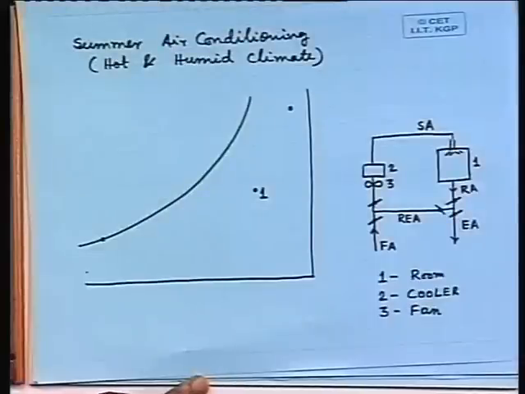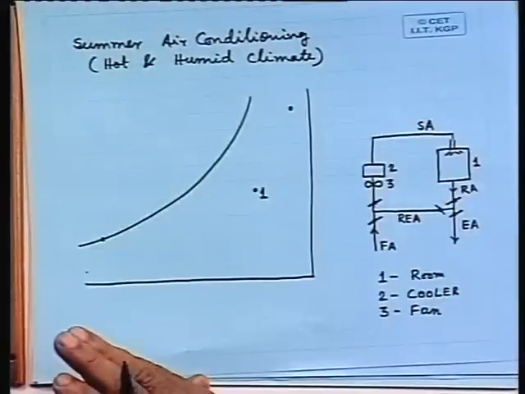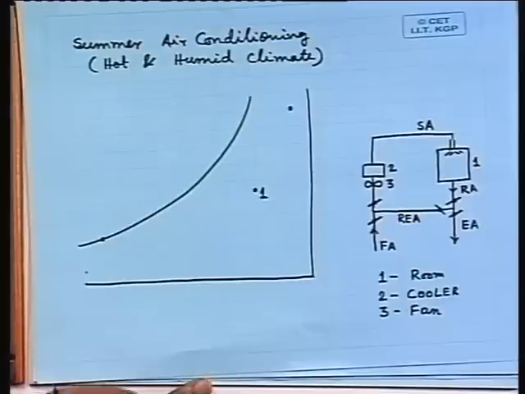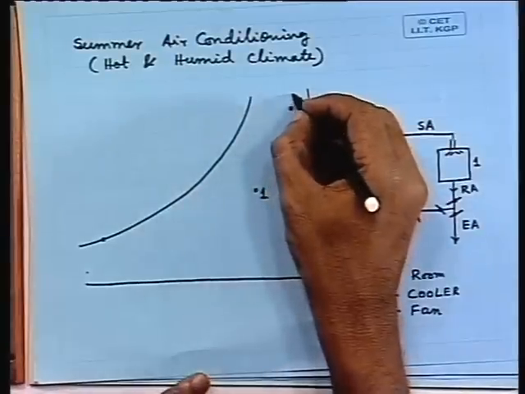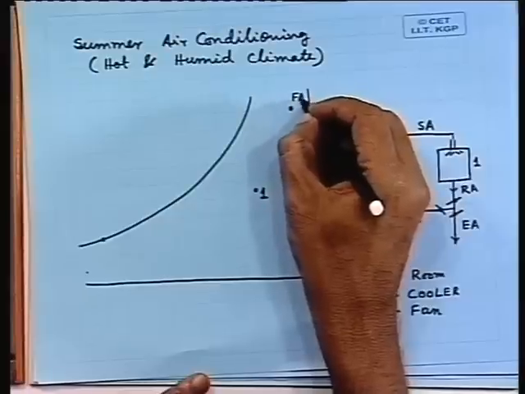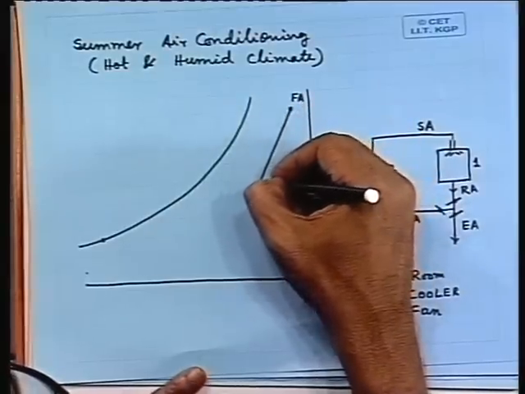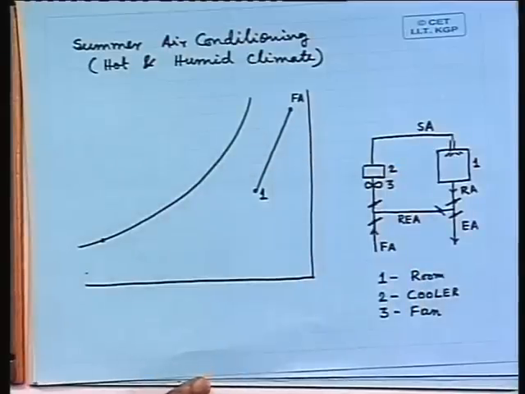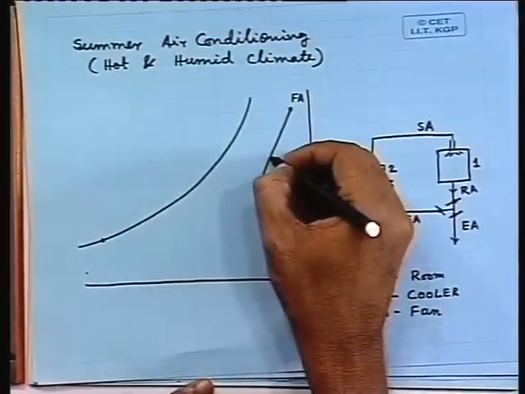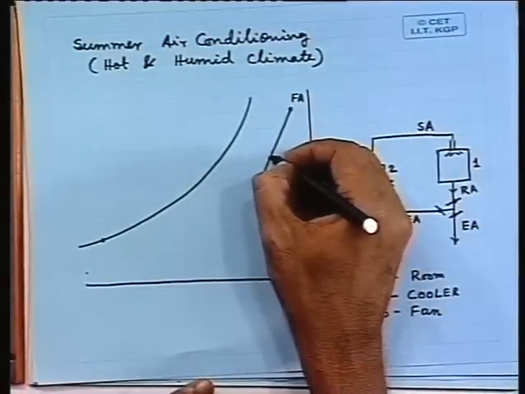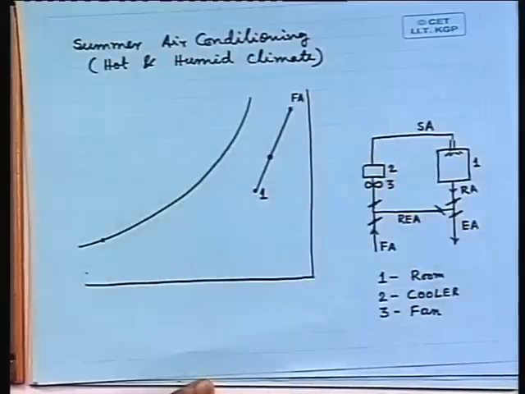Here we can see part of the room air is taken for recirculation and mixed with fresh air, which is nothing but outside air. So, this is fresh air. If these two air streams mix together, then we will have the mixture condition somewhere in between.